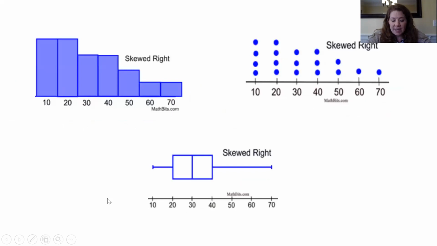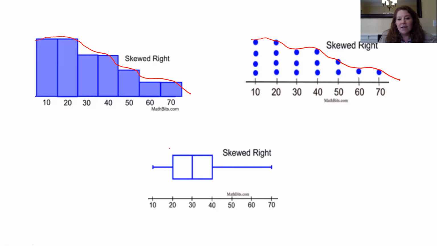We also can have what we call data that is skewed right. So if you follow the shape of these bars, this shape is going to skew down right. It's skewing down right. Do you see that? It's getting smaller as you go right. Same thing with this line plot. If I follow the shape of the distribution, it is skewing down right, like that.